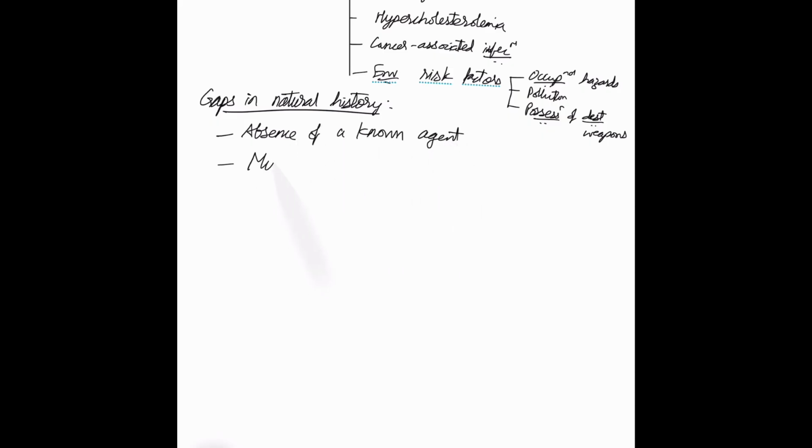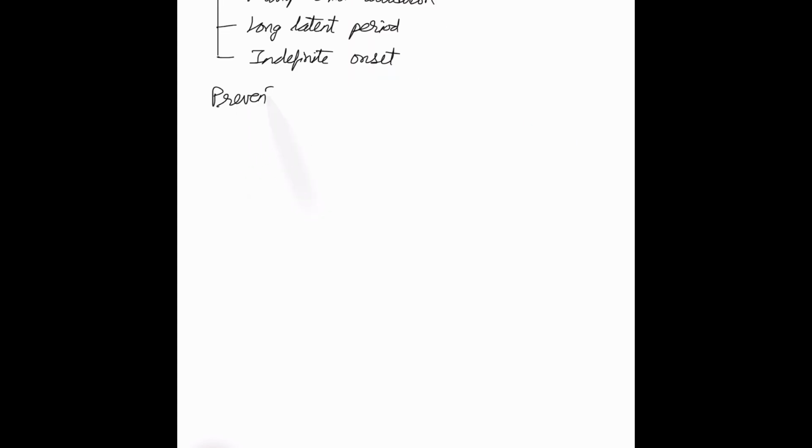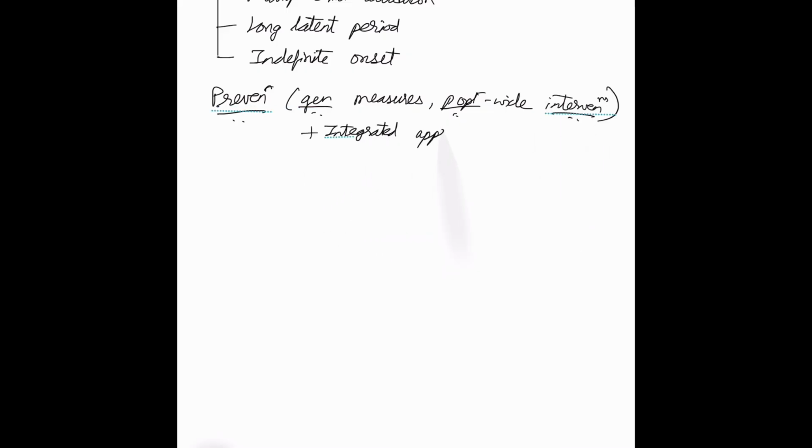So this is a short note on prevention. There's general measures and population-wide interventions plus integrated approach and the WHO Global Action Plan for Prevention and Control of NCDs, which was formulated for the era 2013 to 2020 and extended to 2030, wherein the target 3.4 in the agendas for sustainable developmental goals deals with non-communicable diseases.